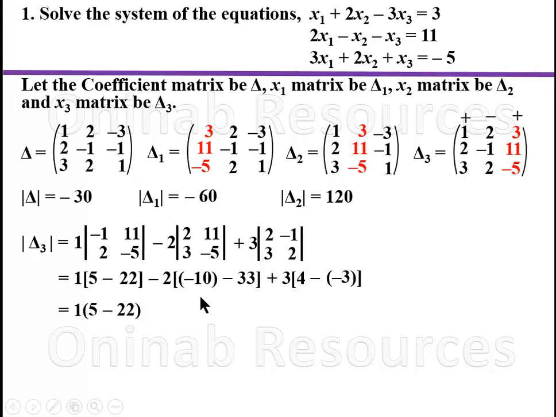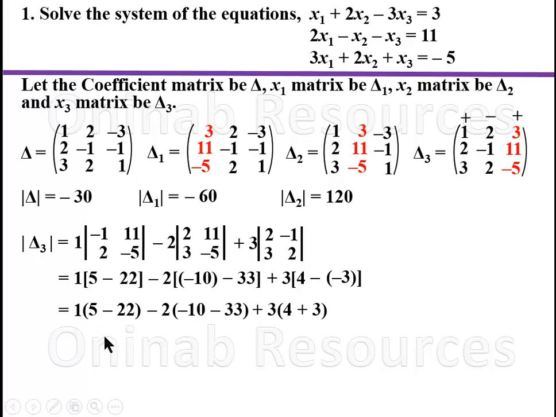5 minus 22, negative 2. Then this is negative 10 minus 33. This is 3 into 4 plus 3. Negative negative is positive, so we simplify this.